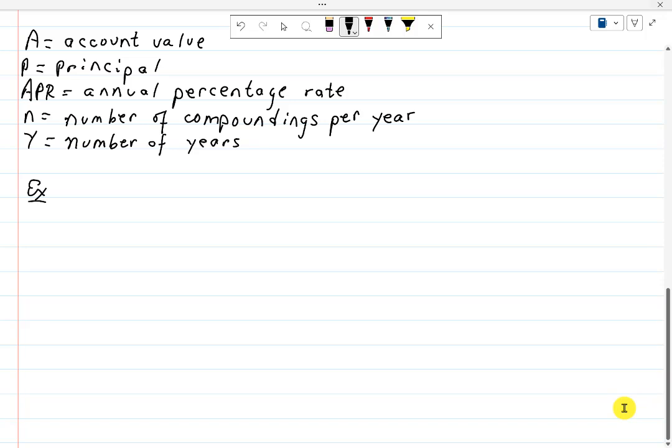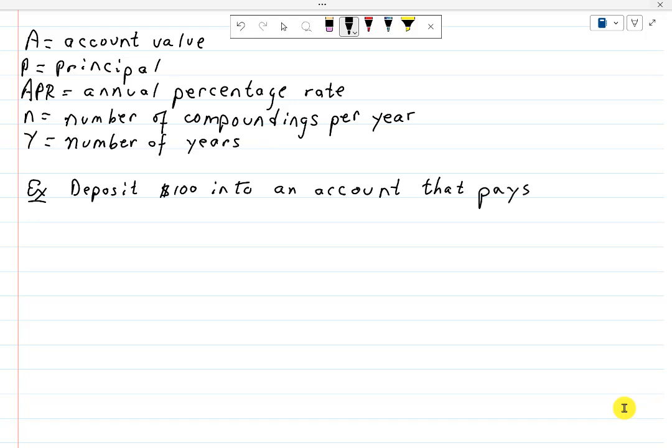So let's start with depositing $100 into an account that pays 5% compounded annually.